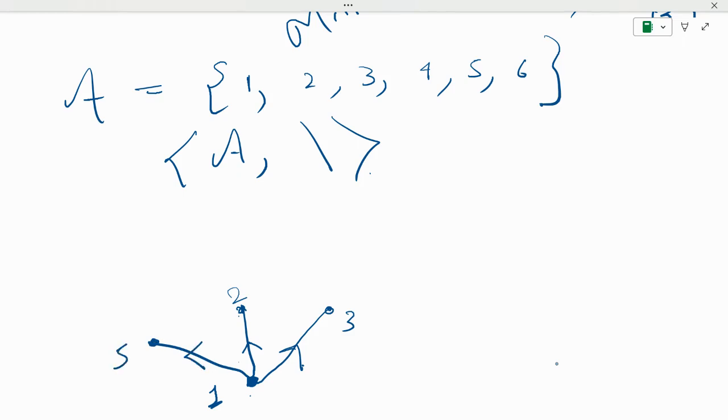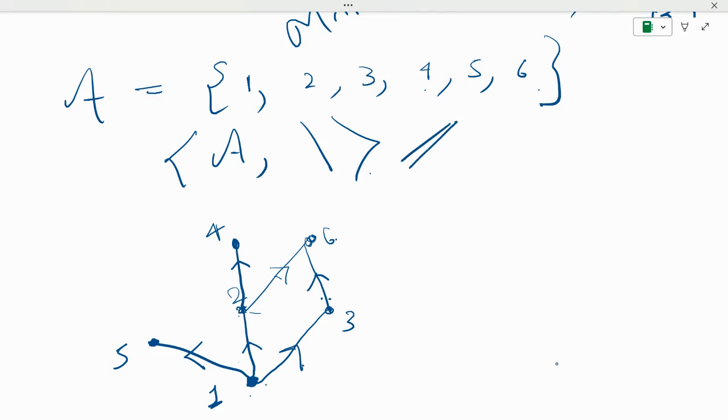Then we have 1 dividing 4 as well as 6. And we know that 2 also divides 4, so we can write this like this. And we also know that 2 and 3 both divide 6, so we can construct 6 like this. So this is 6, right? And 1 also divides 6, so 1 is at the bottom. So this is the Hasse diagram for this particular poset.